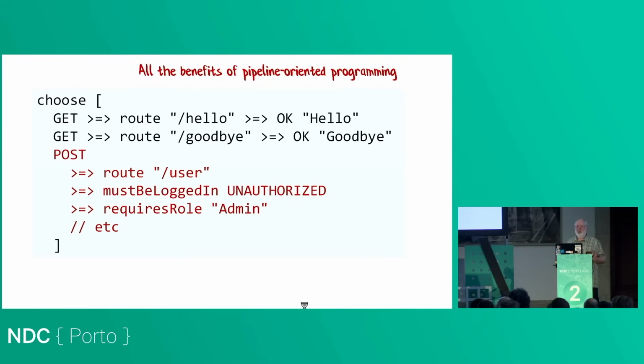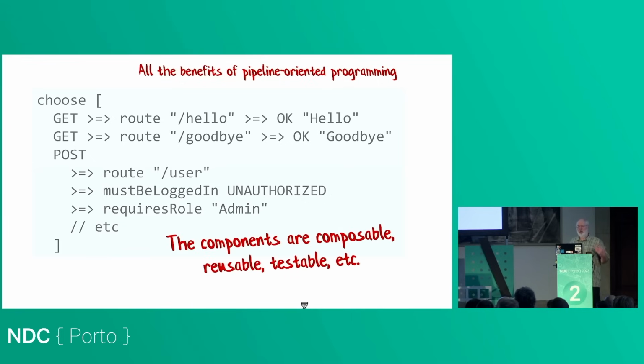Each one of these things is very small. It does one thing well. And they can be tested independently. Plus, I think this is easy to understand. If you're looking at my code and you're saying, what does it do? You can look at this code and say, oh yeah, it's this path, and you have to be authorized, and you have to be an admin. It's a lot easier to understand this code, I think, than trying to understand some complicated other kind of code.